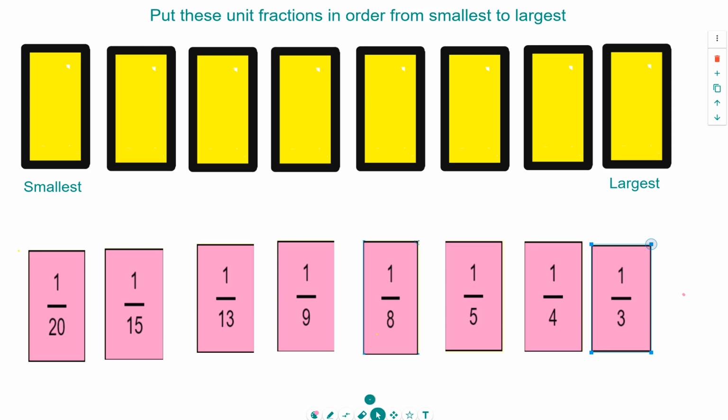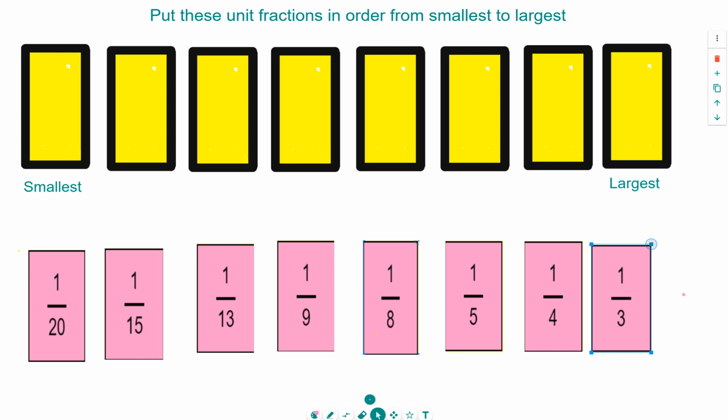This is a quick interactive game using bit paper, and in here we're going to be putting these unit fractions which are on the pink tiles in order from smallest to largest. So what are unit fractions? As you can see, these pink tiles are fractions wherein all the numerators are equal to 1, hence the word unit.